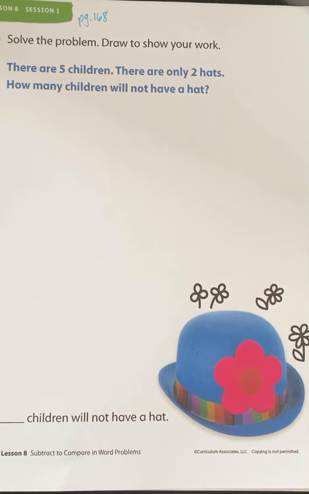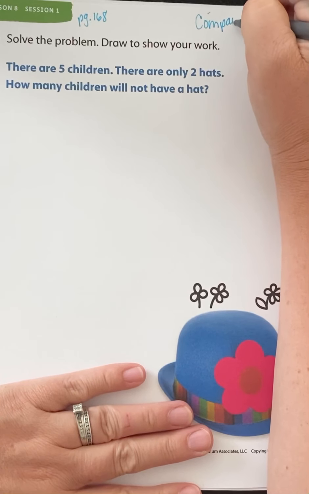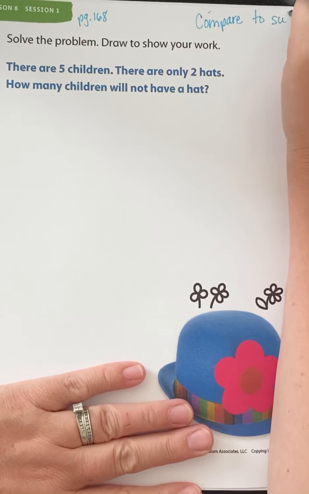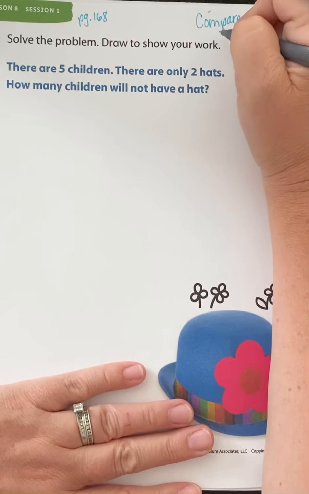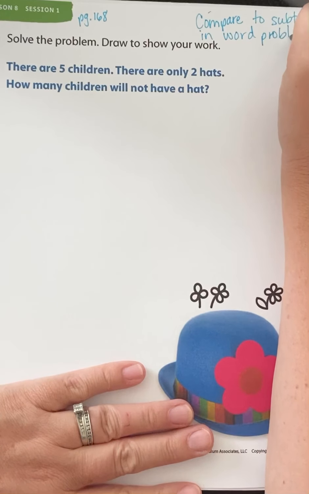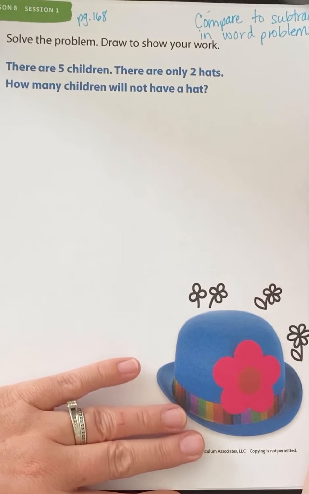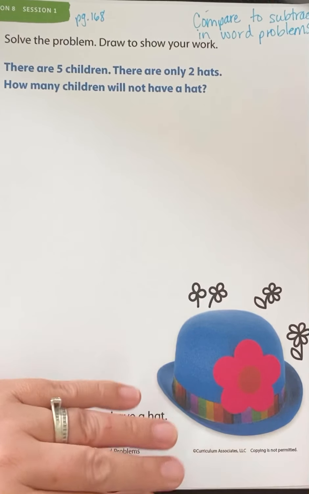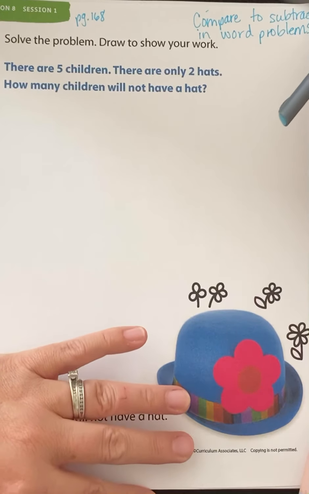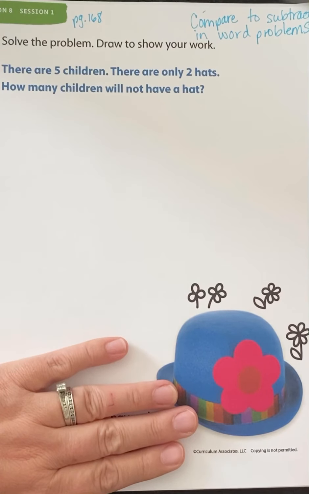Lesson 8, Session 1, page 168. In this lesson, we are learning to compare, to subtract in word problems. Okay, so that means we're looking at two different groups and we're comparing to see which one has more or which one has fewer, and learning how to connect that to a subtraction problem.